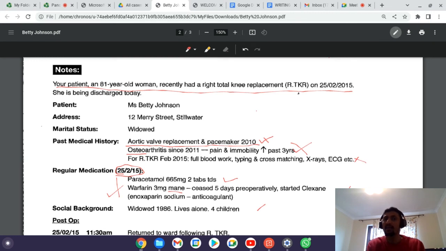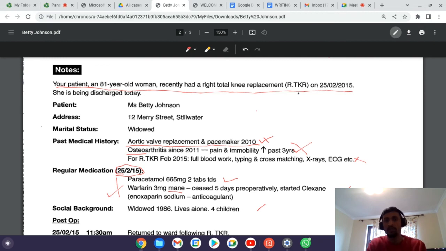Started Clexine on, they didn't mention the date now, so maybe when we discuss the later case note, they will say the exact date when Clexine started. Okay, so again, that part is important. You can discuss this in your letter. We didn't say which part we are going to discuss this. We are just discussing that this is important while considering this case.